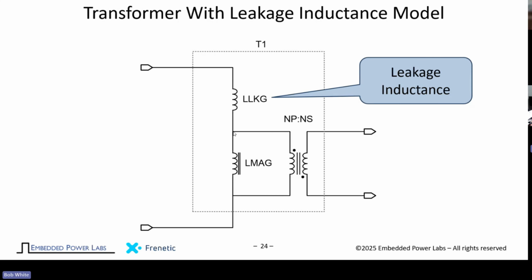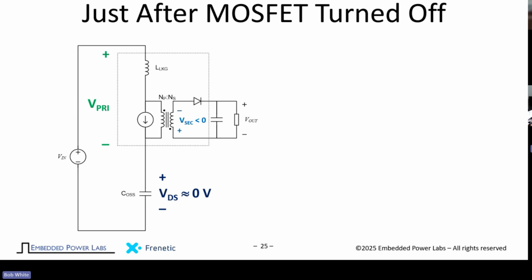Circuit-wise, we model that as a small inductance in series with our other model, with the magnetizing inductance and the ideal transformer. So all of this model here in the dashed line of the flyback inductor now has two magnetic elements and this ideal transformer. In the circuit, as we are now turning off the MOSFET and it's becoming a capacitance, the voltage is still about zero. The voltage in the primary, again, is the difference between the input and the drain.